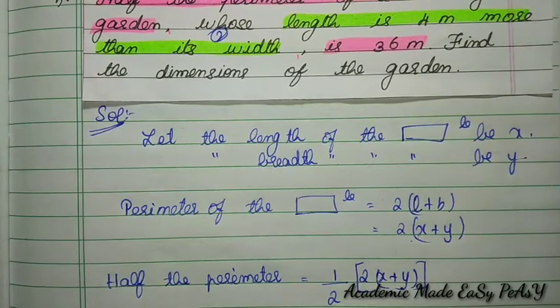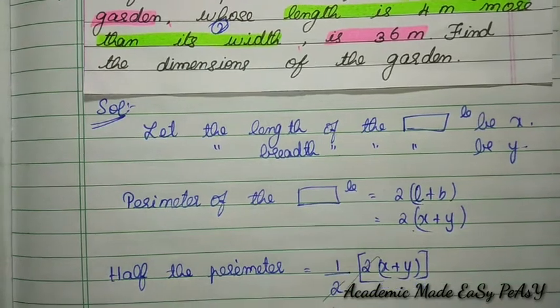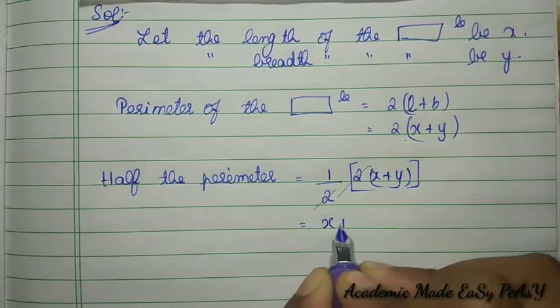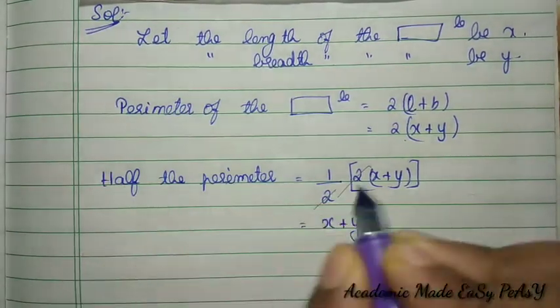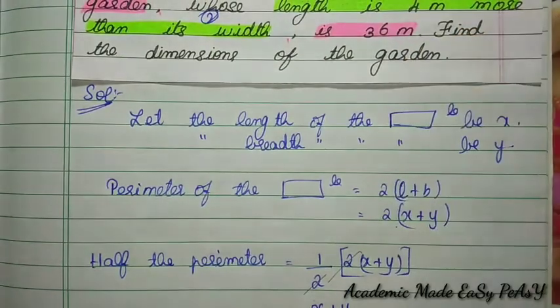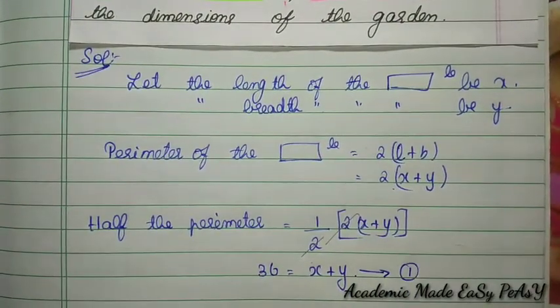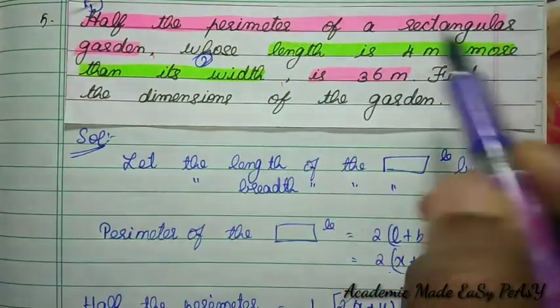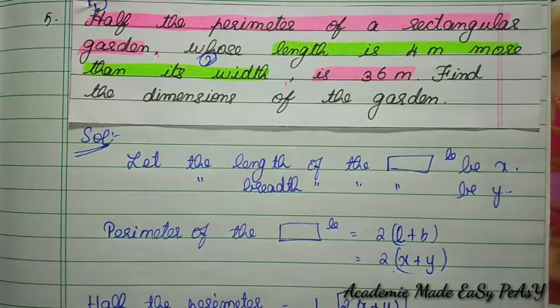So what will happen in the next step? This 2 and 2 will get cancelled. 2 divided by 2 is 1. So therefore half the perimeter will be x plus y only. This is half the perimeter is 36 meter. So 36 is equal to x plus y. This is the first equation. So next what have they said? Length is 4 more than its width, means length is equal to width plus 4.